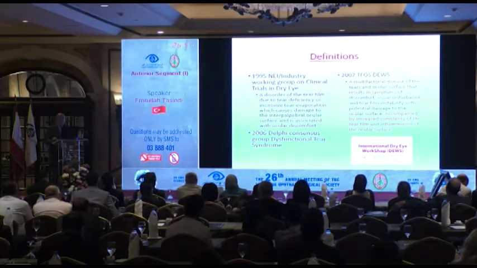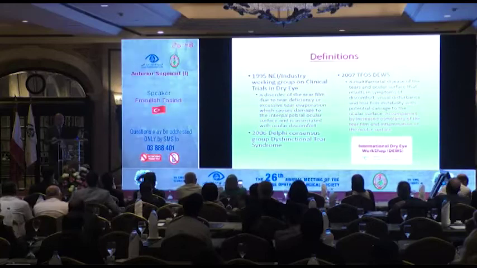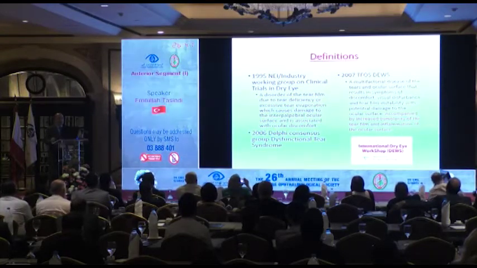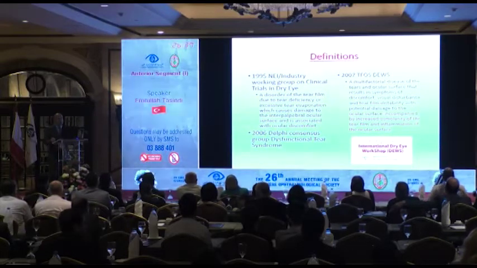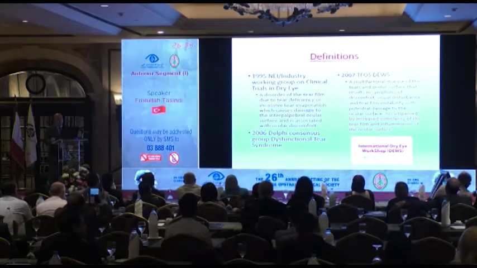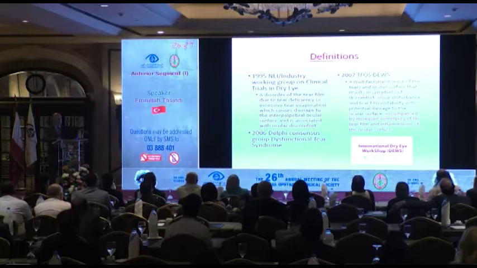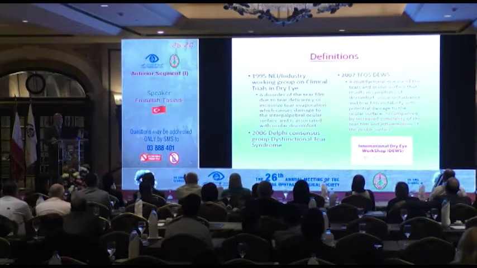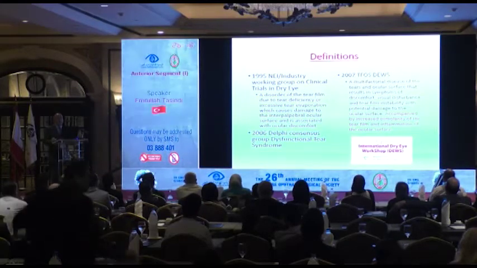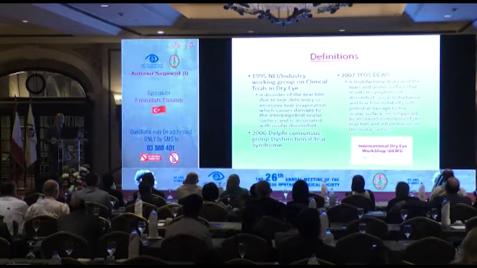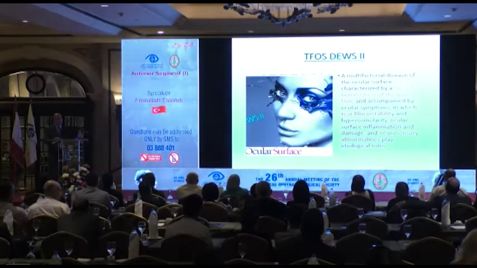The first definition came in 1995, from the industrial working group. At that time, it was known only as a disorder of the tear film due to tear deficiency. But in 2006, the Delphi consensus, grouping dysfunctional tear syndrome, brought us to the 2007 DEWS dry eye workshop. I think it was a very important milestone for the ocular surface, because we came to understand that it's a multifactorial disease of the tears and ocular surface. This is the first time it was mentioned as accompanied by increased osmolarity of the tear film and inflammation. In the last 10 years, we worked with this definition and went with these treatment models, but it wasn't enough.